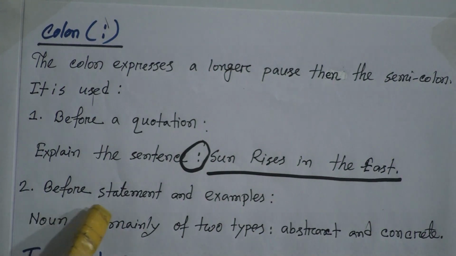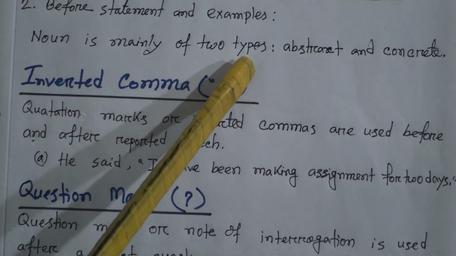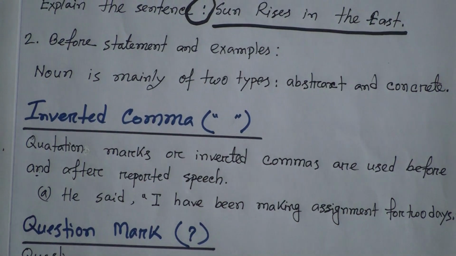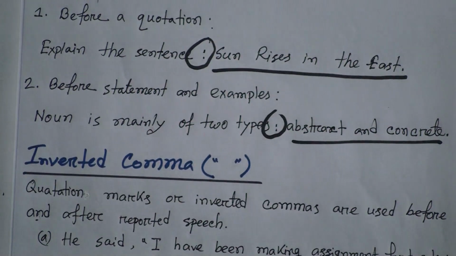Number 2, before statement and examples. Noun is mainly of two types, abstract and concrete. Abstract and concrete, these are examples, and we have used colon here.